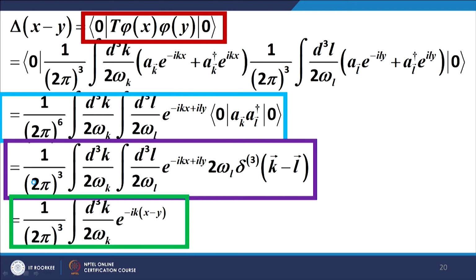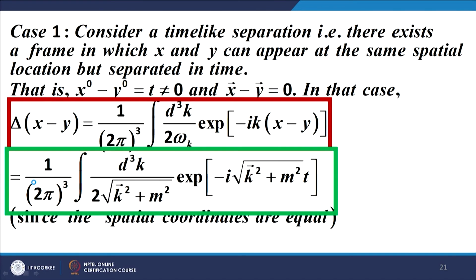is given here in the green box. After simple calculations and introductions of delta and normalization, we end up with the result that we have in the green box here at the bottom equation of your slide. Now, we consider two different cases, the case of a space-like separation and the case of a time-like separation between x and y.